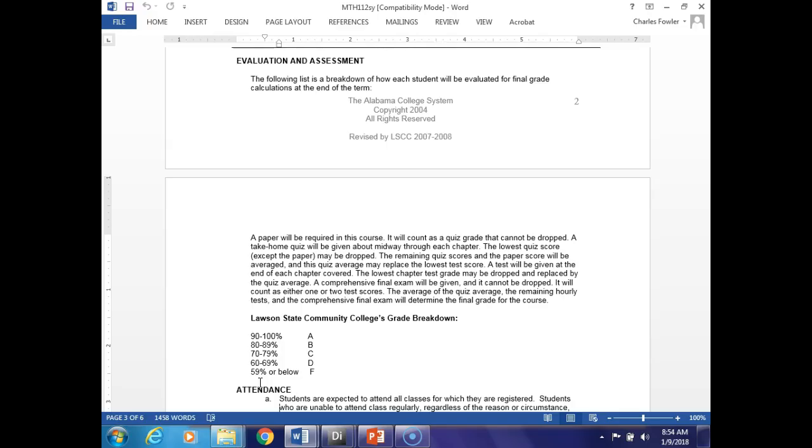You see, you have an hour and 50 minutes for the final. You only have just a little over an hour for the regular chapter test. So if we had tests on everything and the final was a comprehensive 2-hour test, then I would count it as either 1 or 2 test scores, whatever helps you grade best. But if we're having a chapter test and a comprehensive, then they're each going to be counted as 1 test score. Okay. The average of the quiz average, remaining hourly test, and the comprehensive final exam will determine your final grade for the course. And of course, the 90s are A's and 80s are B's and so on.